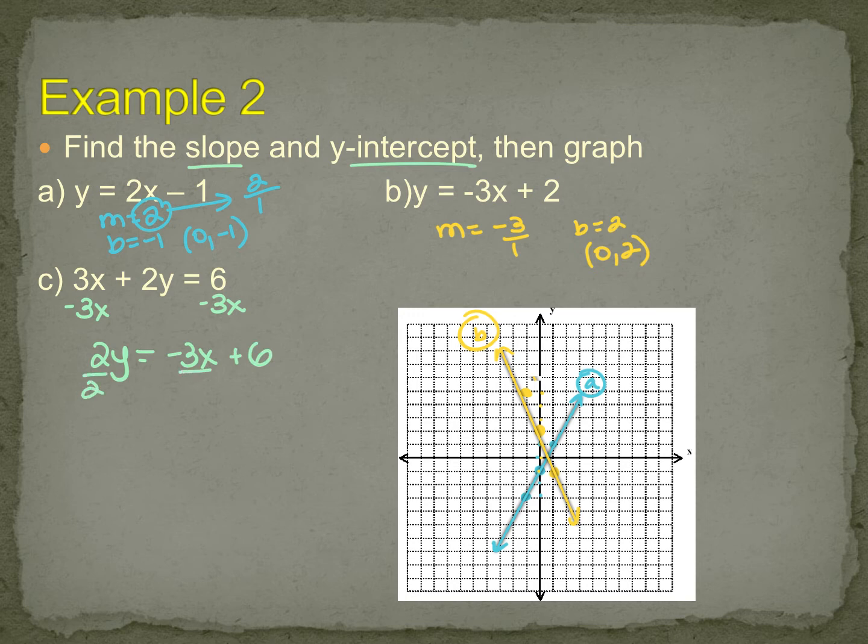And then divide everything by 2. Don't forget about the 6. y would equal negative 3 halves x plus 3. So now my slope is negative 3 halves, and my y-intercept is 0, 3. So I start at 0, 3, and I use my slope, negative 3 over 2, or up 3, left 2. And there's C.